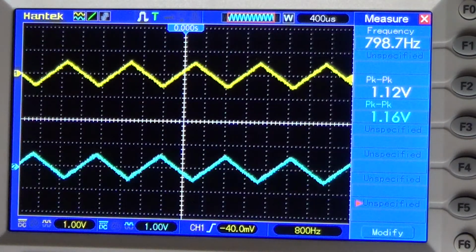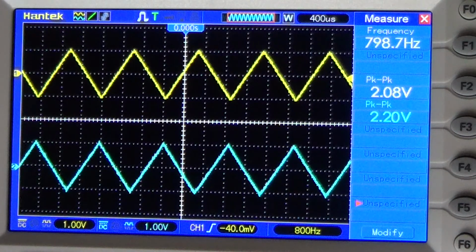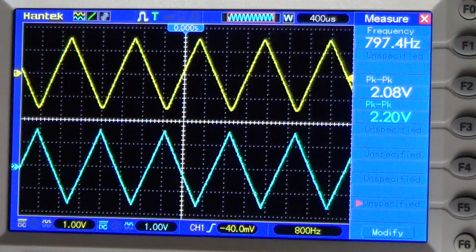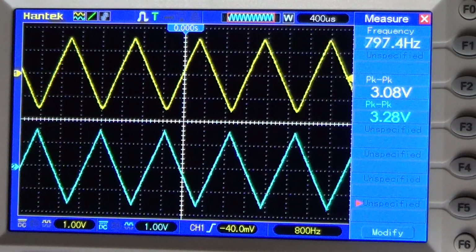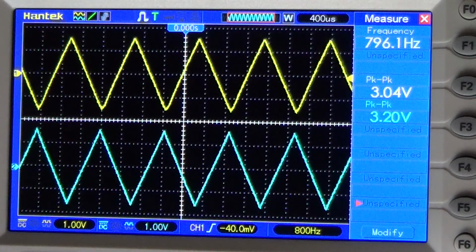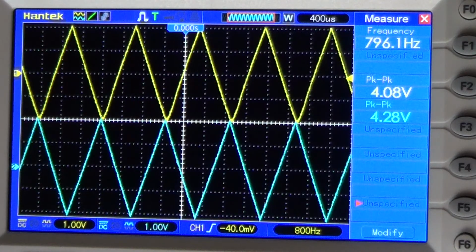I will now increase the level of the input signal to see how the circuit behaves. Now we have an amplitude of 2 volts peak-to-peak at the input, and as expected the output has an amplitude almost identical, and the shape of the signal is unaffected. I am now increasing the input signal to 3 volts peak-to-peak, and the output, as you can see, is still fine. Remember that we should be like this until we hit the 5 volts peak-to-peak, only then we should start seeing differences. So now we are at 4 volts peak-to-peak.